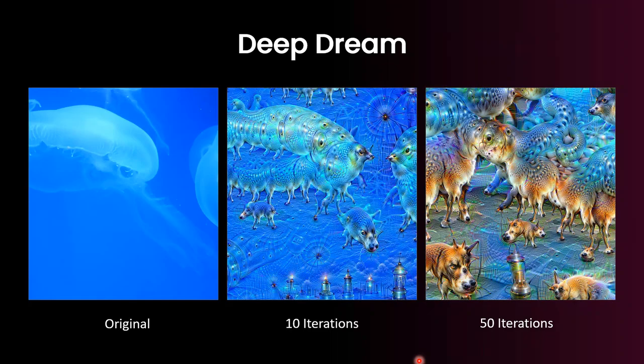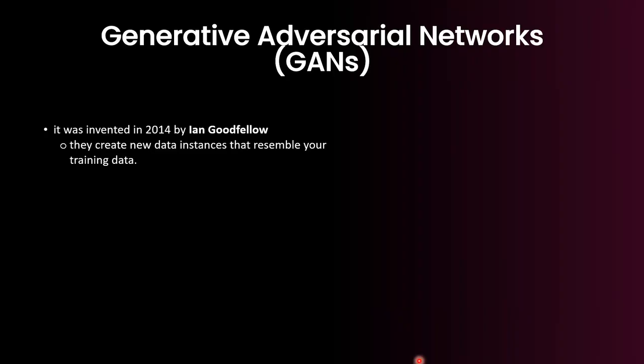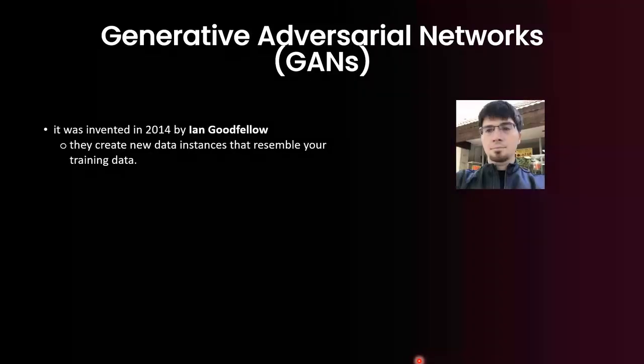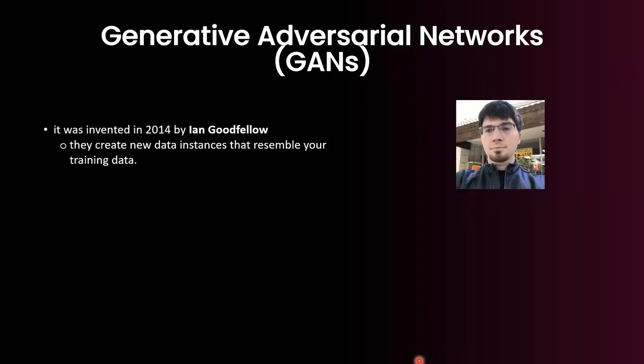But then, as we all know, the most popular topic in generative AI for image generation appeared, which is GANs, generative adversarial networks. It was invented in 2014 by Ian Goodfellow. They created this architecture to generate images, using an architecture which utilizes deep neural networks, as we will see.